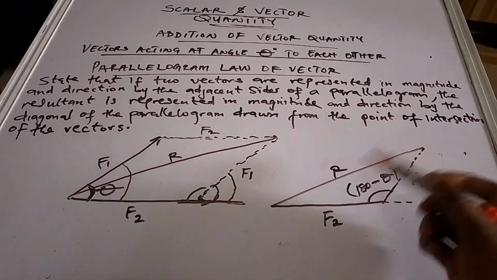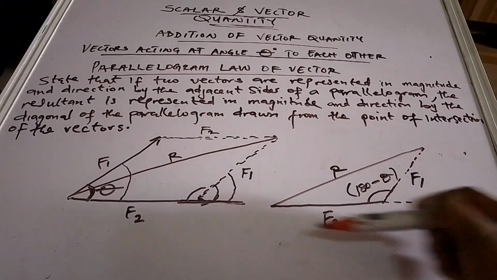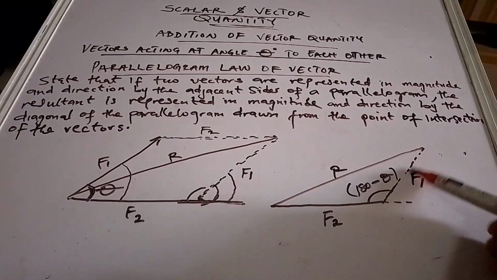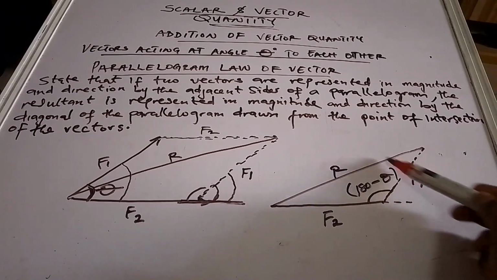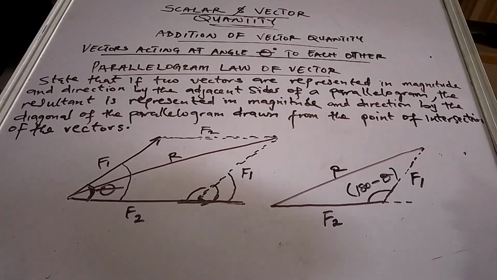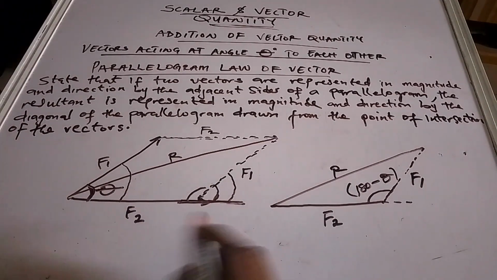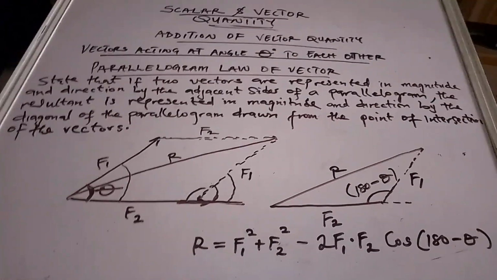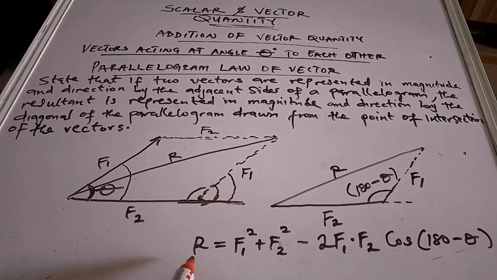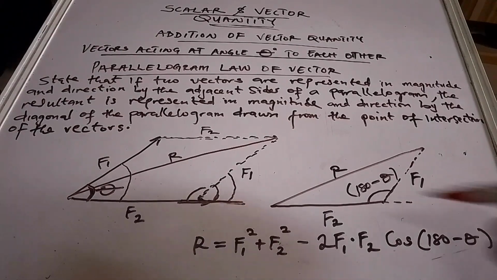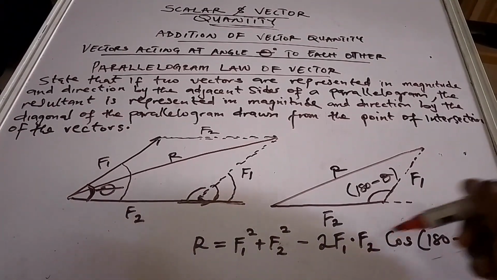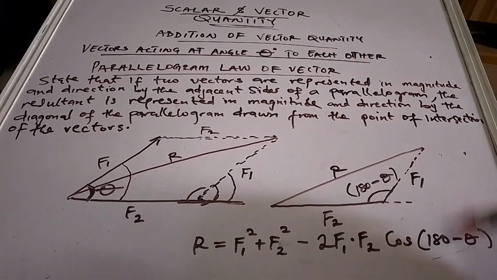So if it is 180 minus theta, then how do we find R? Remember, when the triangle we are dealing with is not a right angle triangle, we find the side using the cosine formula. So what's our cosine formula? The resultant R squared equals F1 squared plus F2 squared minus 2 F1 F2, that's the product of F1 and F2, cos of 180 minus theta. So to find the resultant in this case, this is going to be our formula. You have to master this formula to find our resultant first.